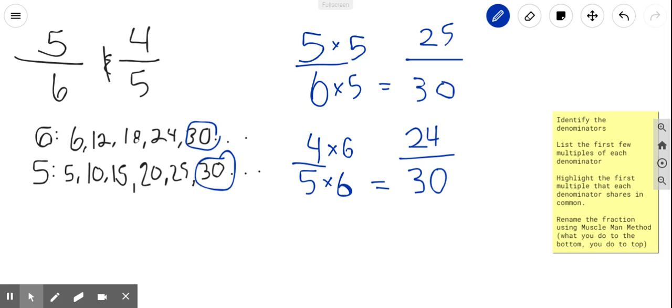And so in the next week's lesson, you will learn to compare these fractions now that they have similar denominators. But that is for another lesson. For right now, we are just going to be identifying the least common denominator between two fractions and then also renaming the fractions using the muscle man method.